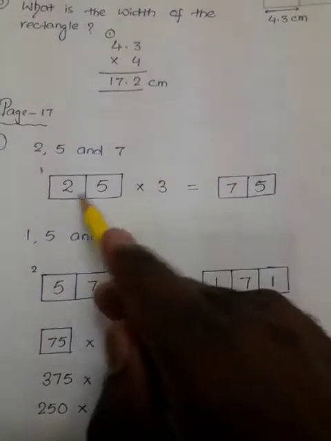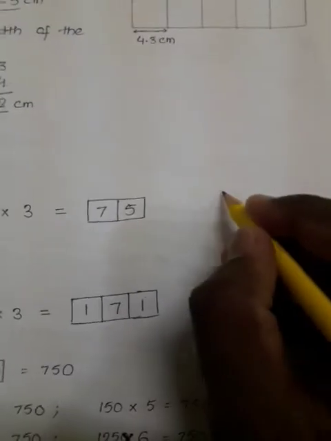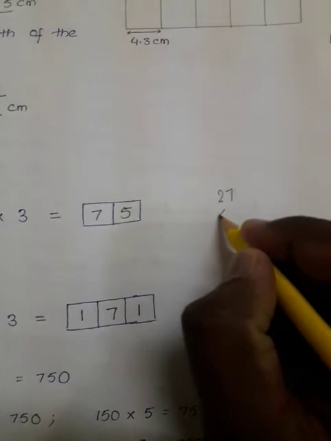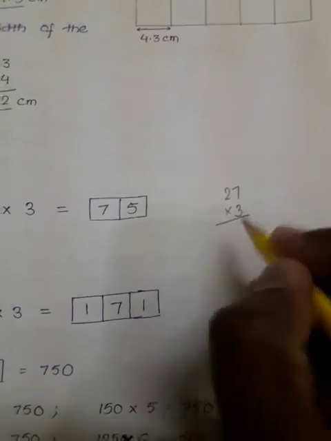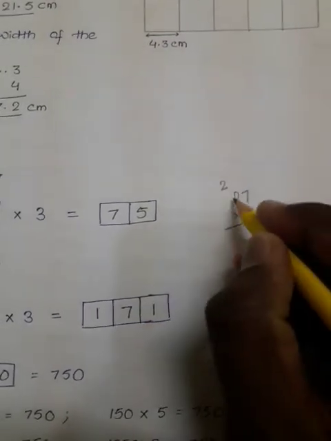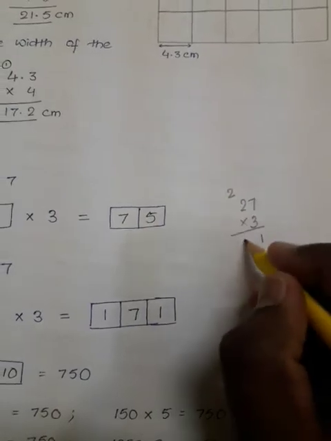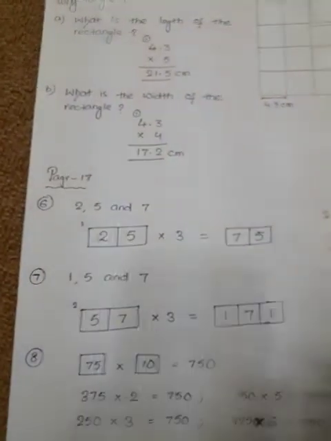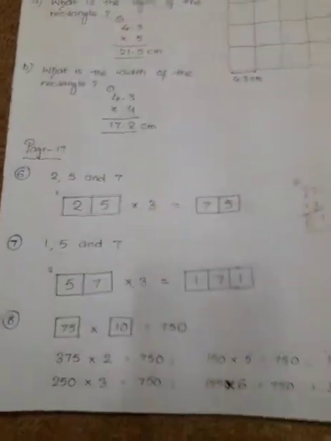And also if I take 27 multiplied by 3, how much? Check it. For example, if you are confused, you can check it. So 3 7s are 21 and 2 carry. 3 2s are 6 plus 2, how much? 81. So we don't have 1 and 8 here. So we take 25.